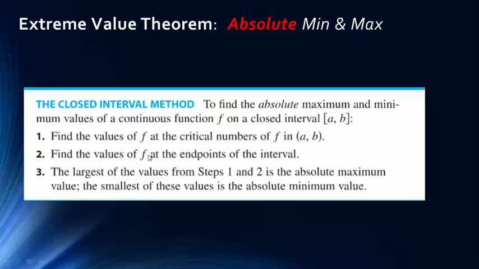Next, find the values of the function at the endpoints. This is saying find f of a and f of b. And now all you do is compare them. Look at the y values. The largest one is the absolute maximum. The smallest is the absolute minimum. Okay? So we already did step 1 before in the original problems, and now we've just added another step, which is if we have endpoints, we have to consider those as potential absolute maxes and absolute mins.